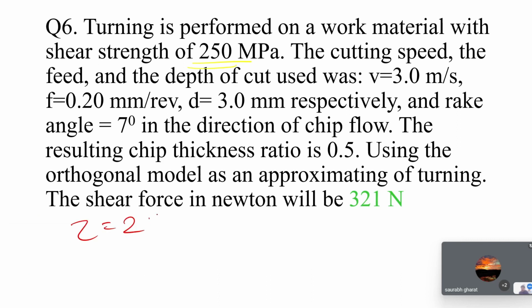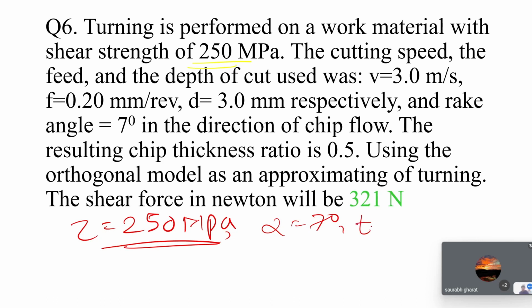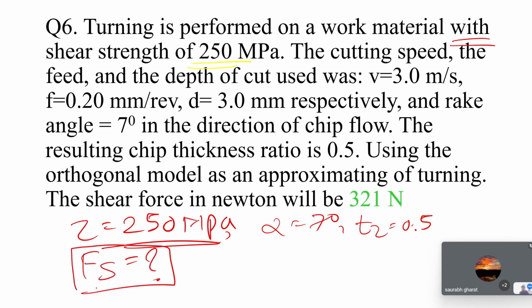Shear strength 250 is given to you. The cutting speed, the feed and depth of cut are given like V and so on, then a rake angle is again given to be 7 degree. The resulting chip thickness is 0.5. So resulting means it is t2, and using the orthogonal model approximate, they are telling the shear force in Newton. You have to find Fs here.